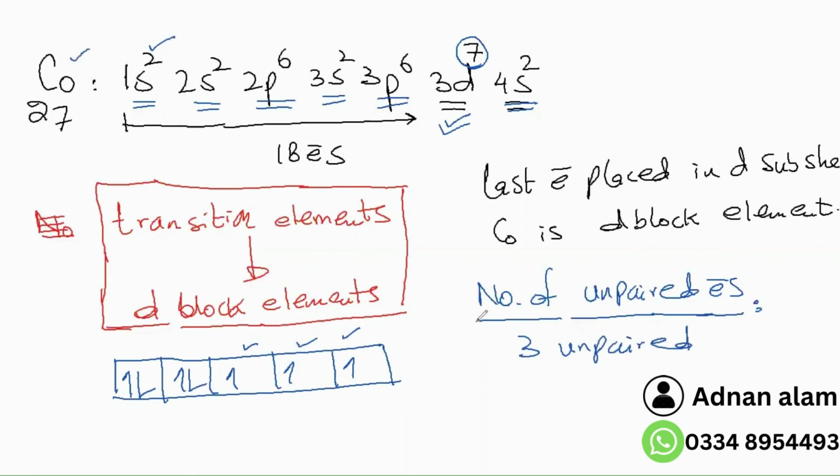So for unpaired electrons, one needs to be very clear. If you have some kind of confusion, it's better that you draw the electrons in orbitals. Draw the subshell, place electrons according to the rule, and then count the unpaired electrons. This will precisely lead you to the correct number of unpaired electrons.